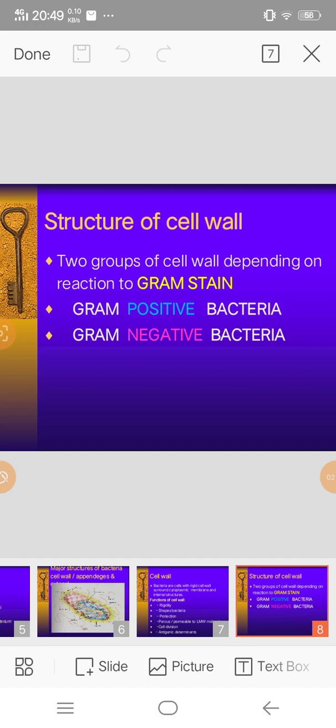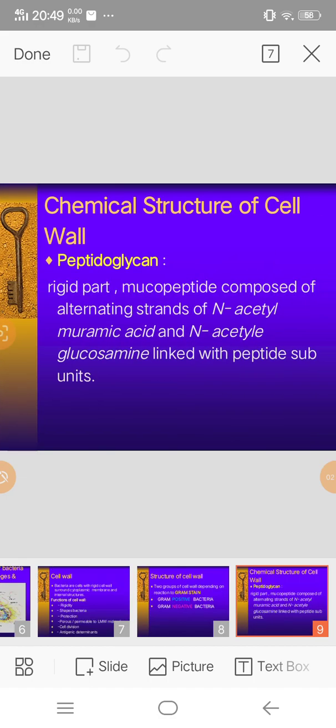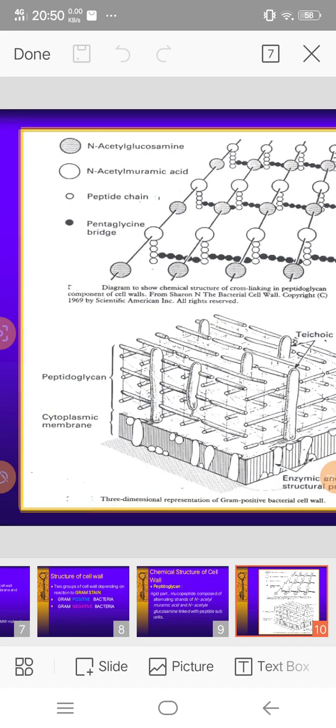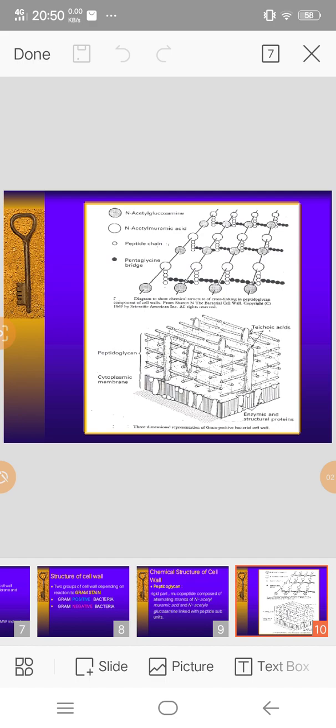The structure of the cell wall: there are two groups of cell wall depending on the reaction to gram stain. The first is gram positive bacteria and the second is gram negative bacteria. Chemical structure of the cell wall: it is composed of a peptidoglycan layer, which is the rigid part, a mucopeptide composed of alternating strands of NAM and NAG, that is N-acetylmuramic acid and N-acetylglucosamine, linked with peptide subunits. Here is the structure of the bacterial cell on a molecular basis: N-acetylglucosamine and N-acetylmuramic acid combine to form the peptidoglycan layer.